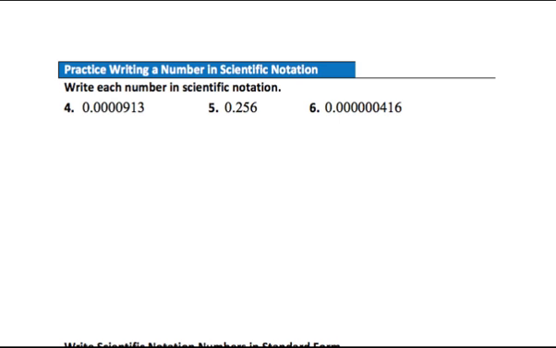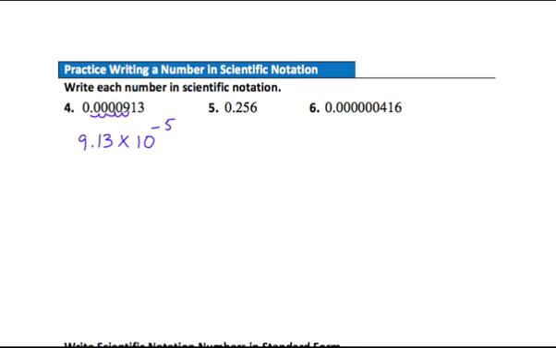All right, question 4. Well, we want to write this small number in scientific notation, so we'd say, okay, 9.13. We're going to make this number considerably smaller, so I know I have to multiply by a negative exponent. 1, 2, 3, 4, 5 spots. So 10 to the negative 5th.